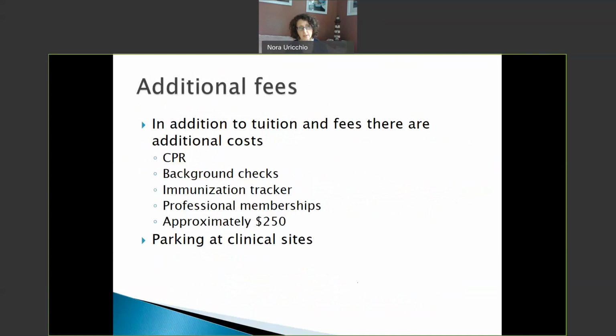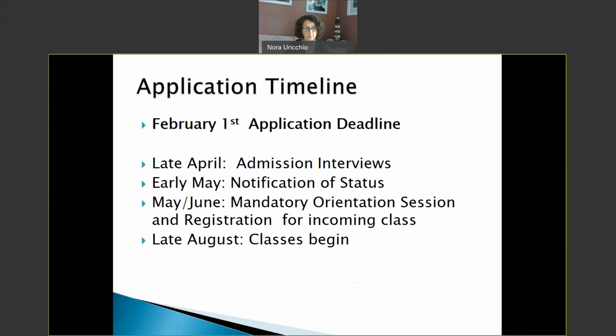Once students are accepted in the program, there are some additional fees that could include CPR, background checks, immunization tracker, professional memberships that actually contain some educational content that we use. That probably approximates about $250. Some clinical sites do require you to pay for the parking.